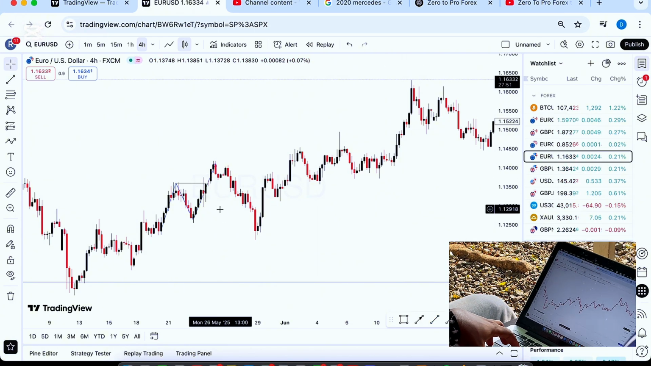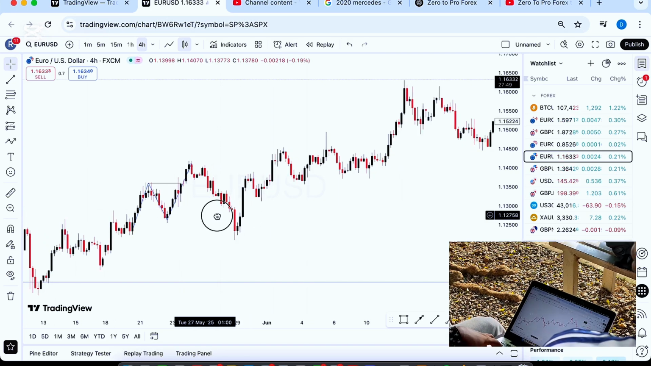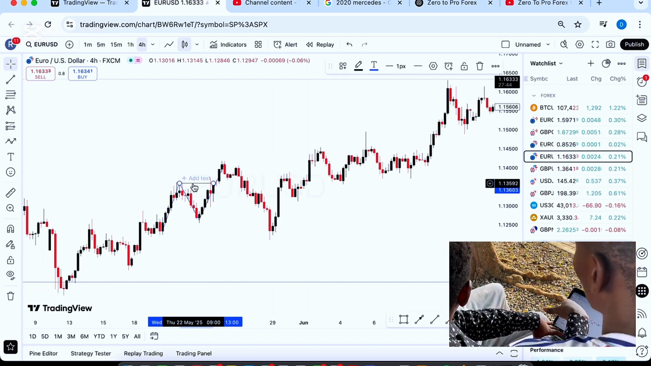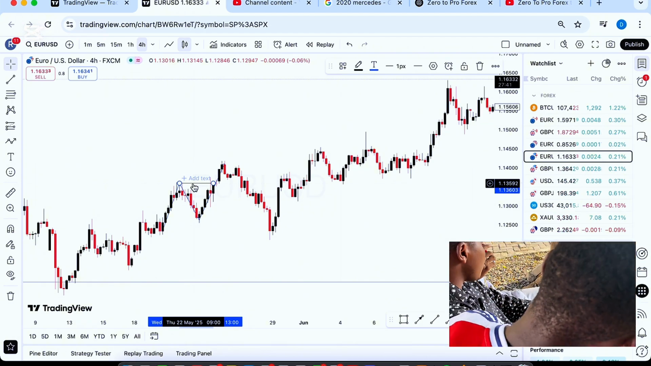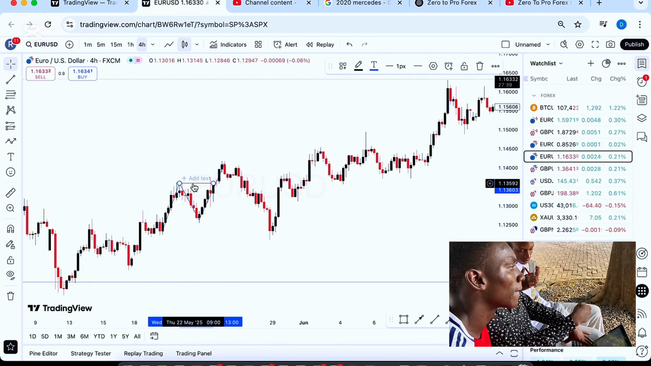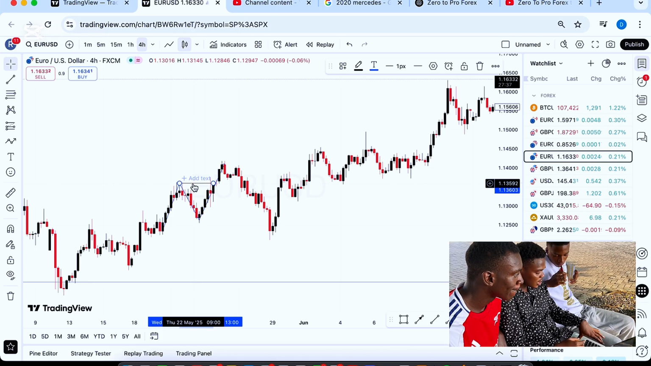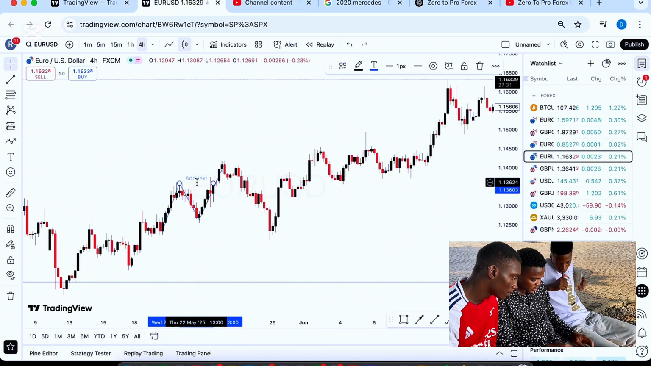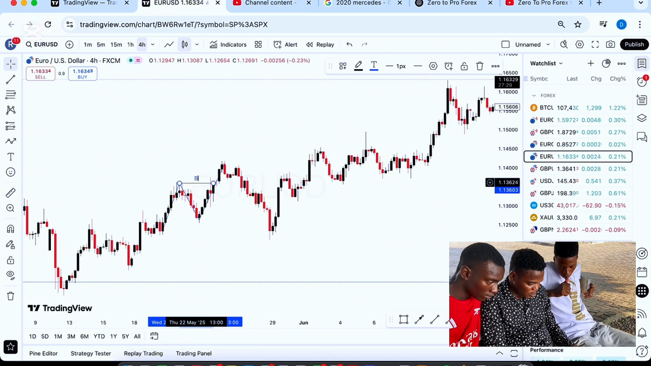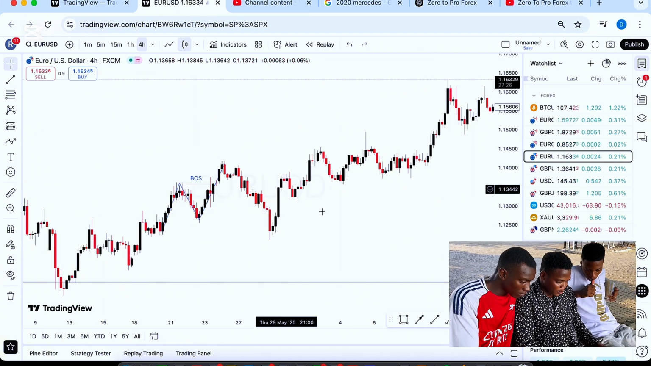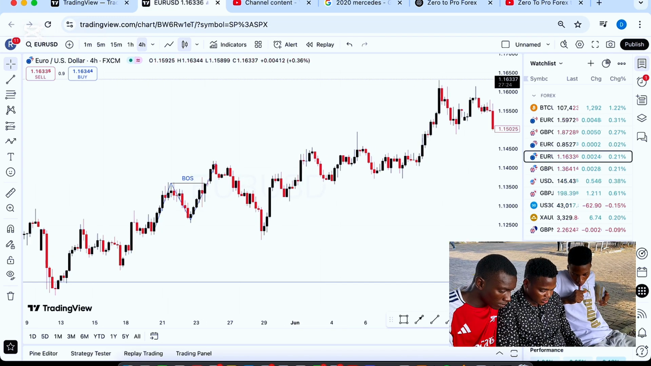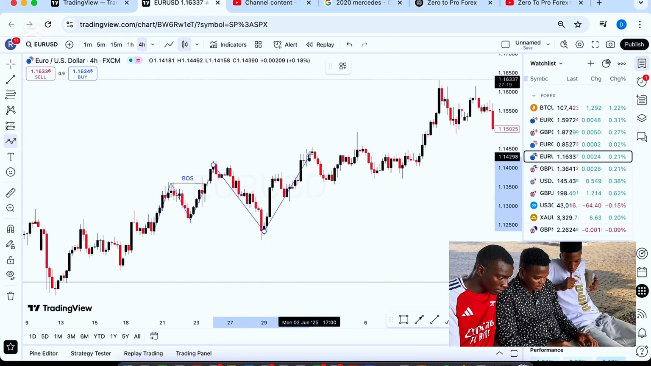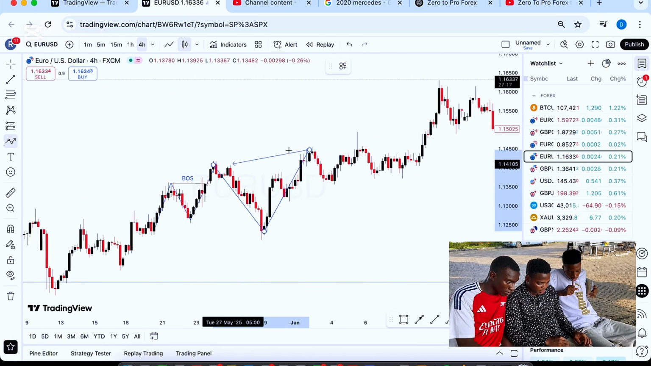We already defined change of character and defined break of structure. So break of structure is when price basically takes out a high in an uptrend, and in a downtrend when price takes out a low. You see that? So immediately price takes out this high, we have the break of structure intact there. So you see BOS. Now if you look at it again, you can see that price took out this high after creating this low. Can you see that? Price took out this high. So we have a break of structure there.